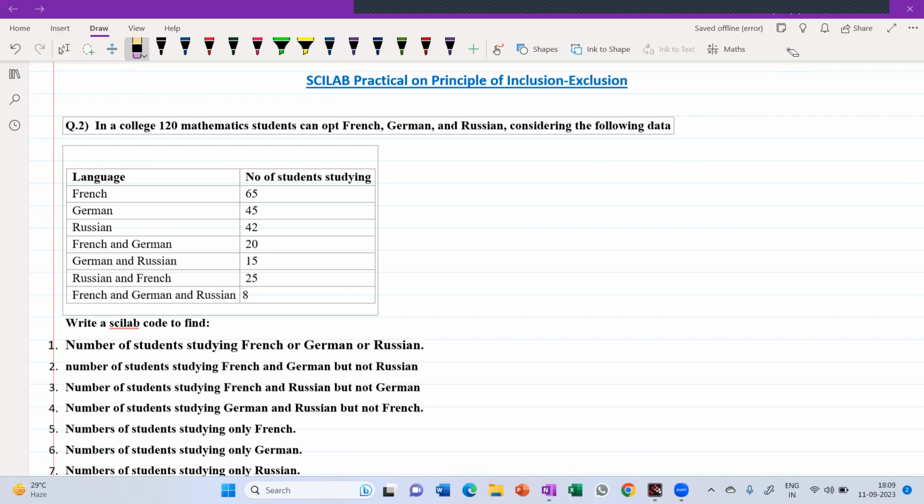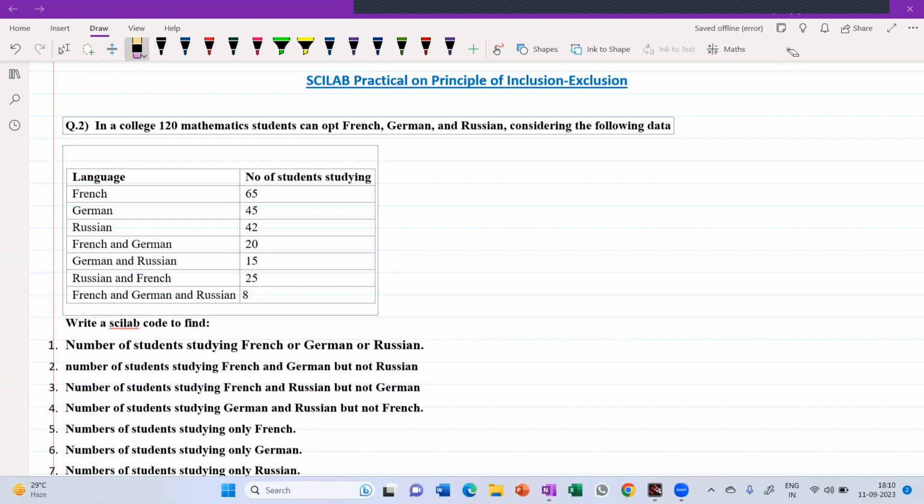So there are 65 students who have taken French, 45 who have taken German, 42 students have taken Russian. There are 20 students who have taken both the languages, French as well as German. 15 students have taken German and Russian, and 25 students have taken Russian and French. And there are 8 students who have taken all the three languages.